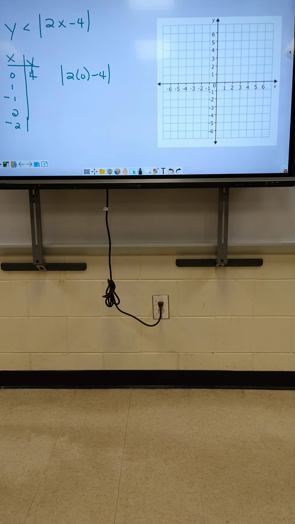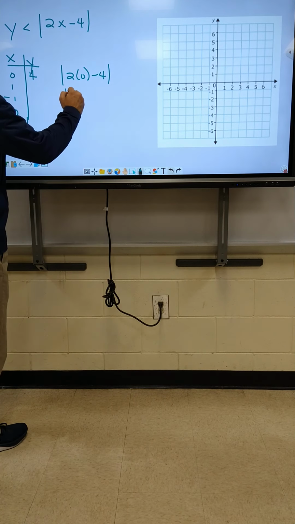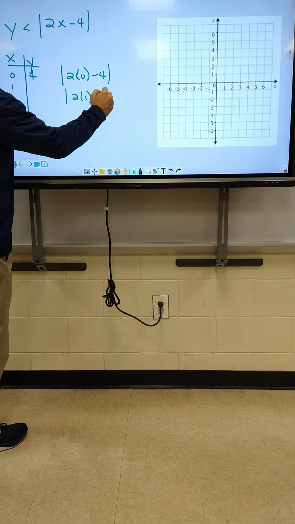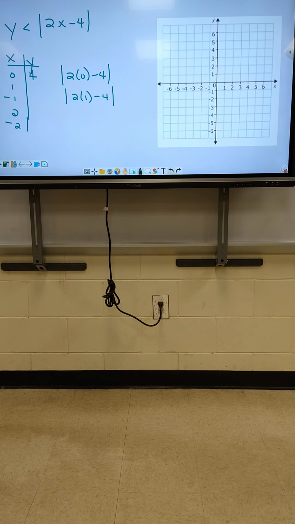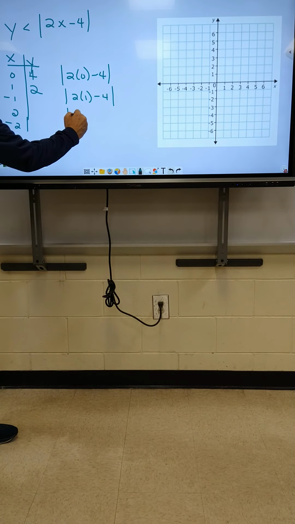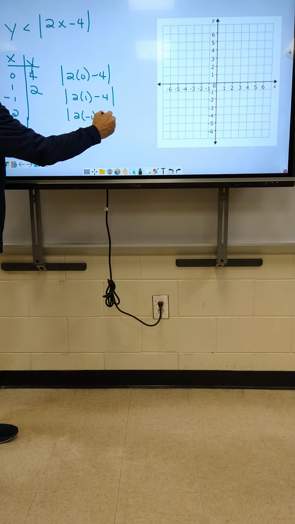All right, y'all plug in 1 now. Let's see what you get. Absolute value, 2 times 1 minus 4. I got 2. 2 sounds right. All right, plug in another one. 2 times -1 minus 4.